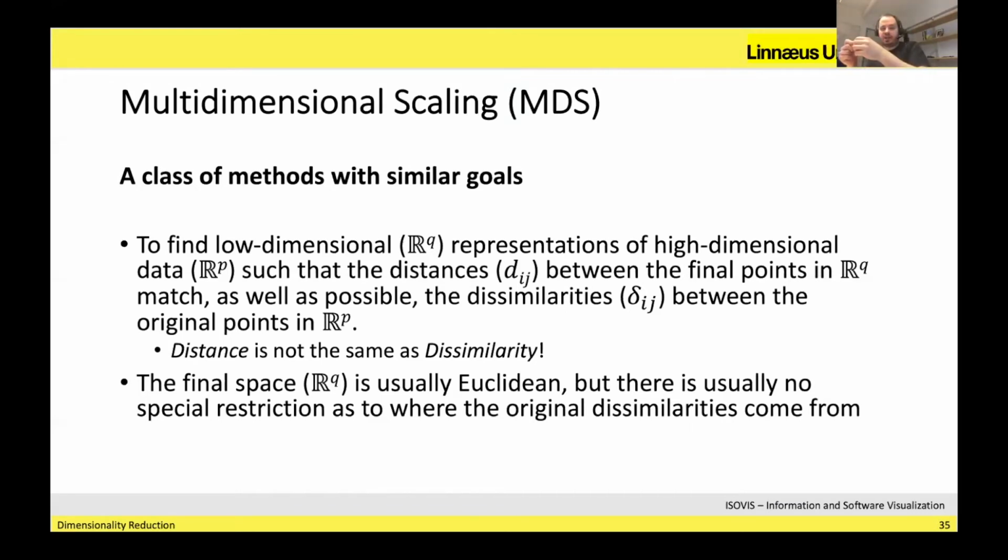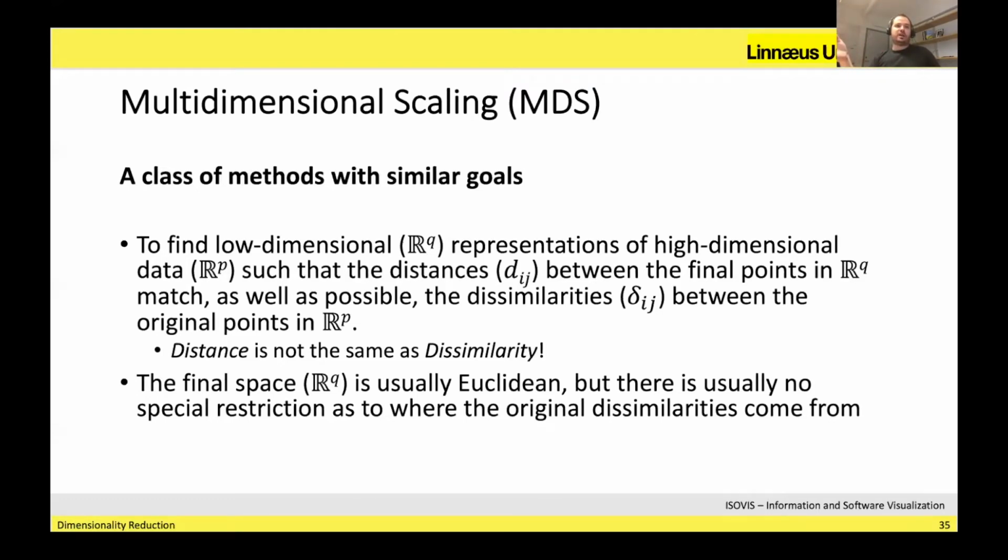And if, again, you take the new data set with the new features and two points are very far away from each other, then you can infer that they were also far away from each other in the original data set, okay? And the final space is usually Euclidean. So it's like, again, a scatter plot of 2 or 3 dimensions, or 4 or 5, doesn't matter, as long as it's still Euclidean. But there is usually no special restriction as to where the original dissimilarities come from.